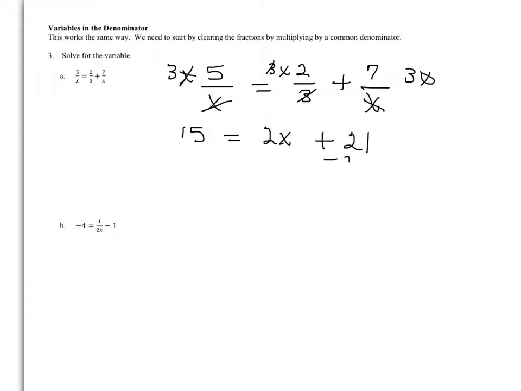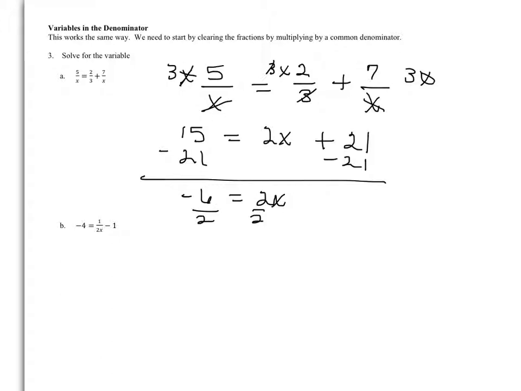Now I'm going to subtract 21 from both sides because I don't feel like moving two things. So I get a negative 6 is equal to 2x. Divide both sides by 2 because I have to get a coefficient of 1 in front of the x. So I get x is equal to negative 3.